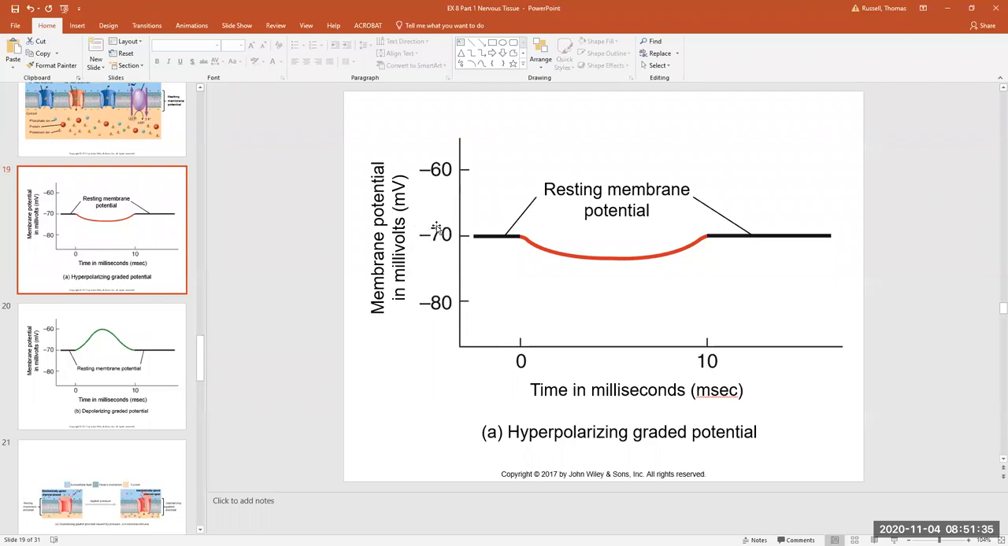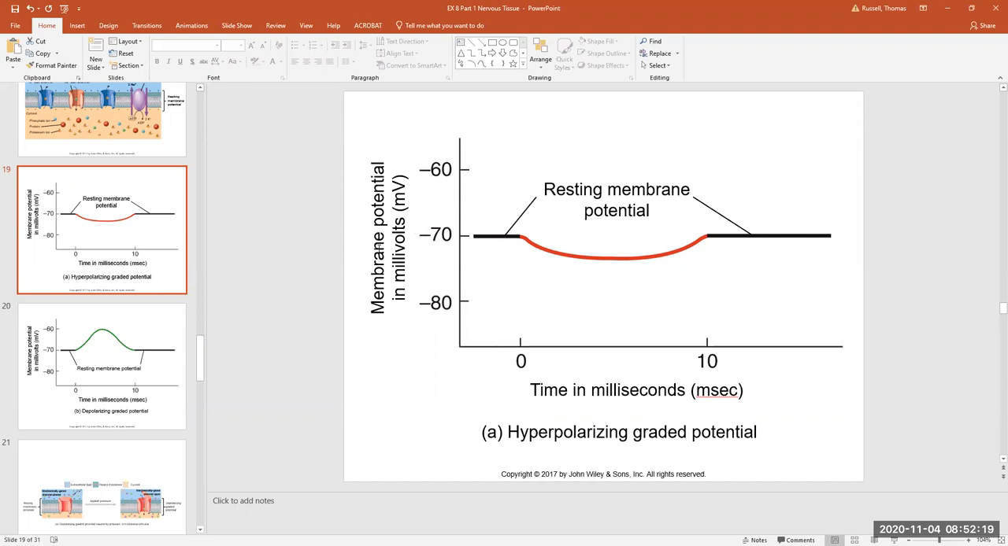We have our minus 70. If I stick electrodes on the neuron and no ion channels are open at all, and I take a measurement, I would have a voltage reading of minus 70 millivolts, and I would just have a straight line drawn. That's called baseline, the resting membrane potential, right? Now, the reason this is a negative sign is because the inside of the membrane is negative relative to the outside of the membrane. That's why this is a negative 70 millivolts, right?